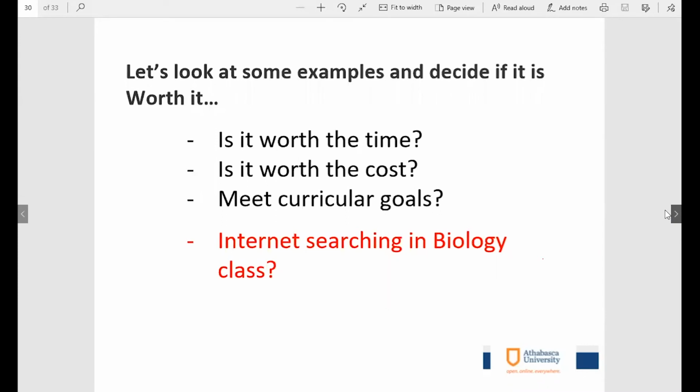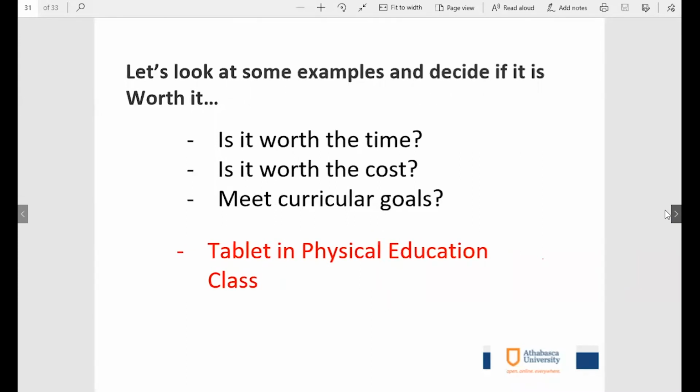A tablet. Sorry, next slide, Mustafa. A tablet in physical education class. So I'm going to pause for 1 full minute. I will not speak for a minute. And I want you to think about using an iPad or an Android tablet in a phys ed class where we're learning maybe about soccer or football or badminton or athletics. So let's think about that. Is it worth the time, cost, and goals?